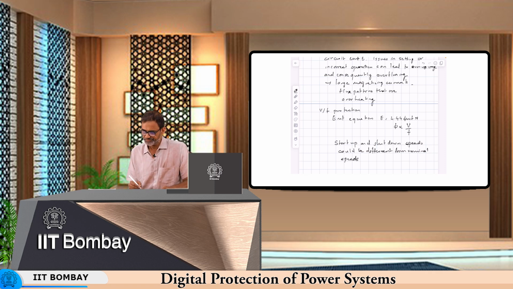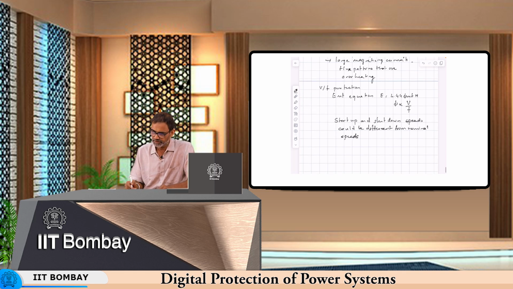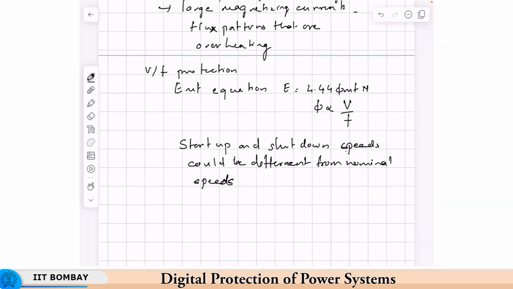And it could cause overfluxing, which would again lead to similar problems as over voltages. Okay, large magnetizing currents, flux patterns that are not acceptable, and overheating.